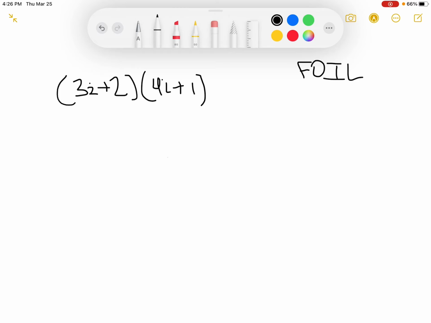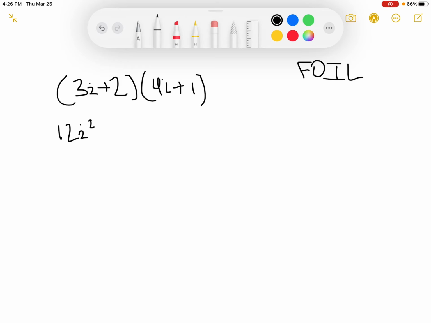F means first. The first terms are the ones I'm doing in red, the first terms in both of those parentheses sets. So 3i times 4i would be 12i squared. Remember, i squared will change to a -1, but we're not doing that yet.